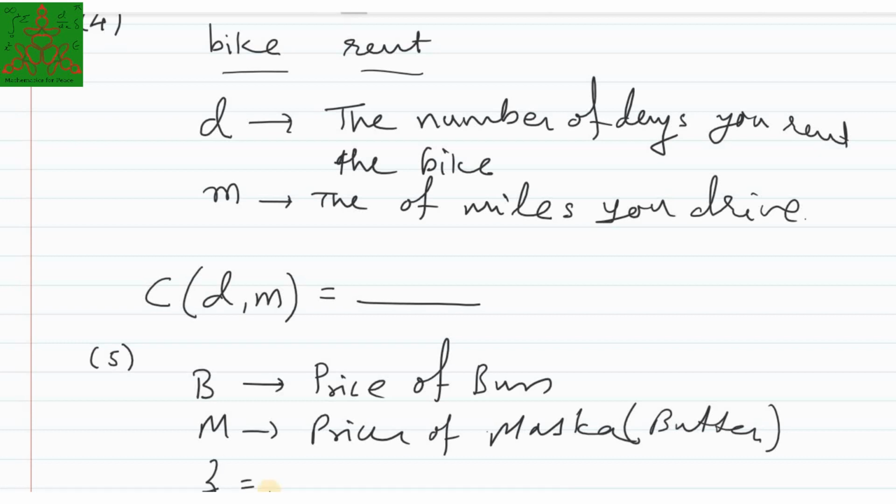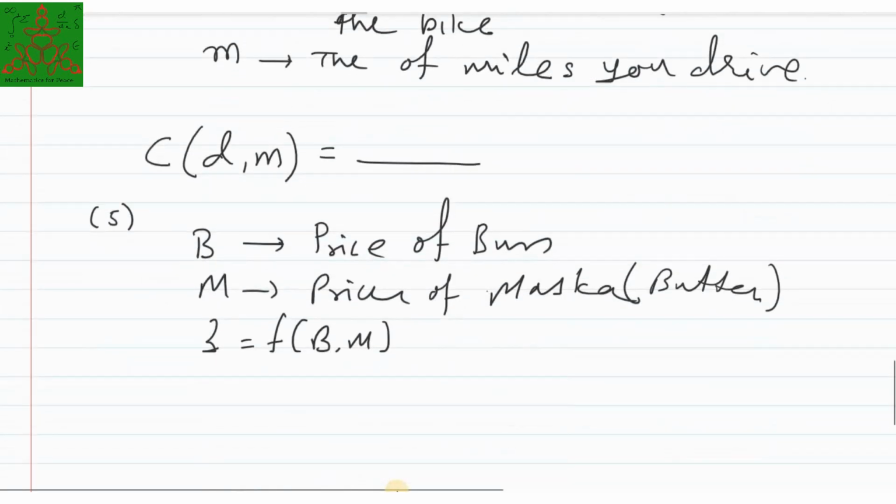So z is equal to f of b, m. That is also a function of two variables, you can say. So in that way, functions of many variables depend on real life situations also.